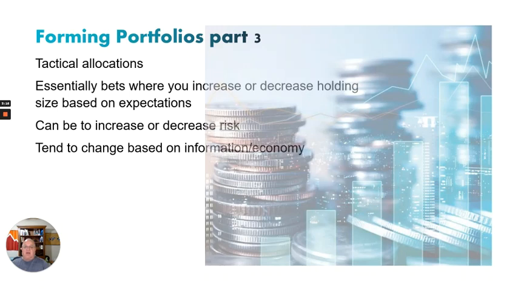Another one is just to simply look at tactical allocations, which industries, which sectors, what stocks do I need to be in. Essentially bets where you increase or decrease a holding in there. The size of the holding, i.e. the dollar amount and percent of your portfolio that's into it and so forth. It can be to increase or decrease risk around one of the other portfolio strategies, if you're thinking about it. And these do tend to change based on the information or the economy. So tactical, I tend to think of as sort of the short-term bets, while the other ones are the longer term.